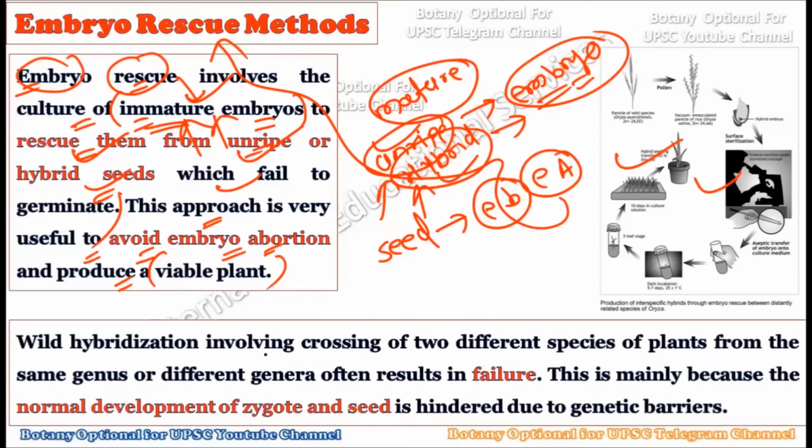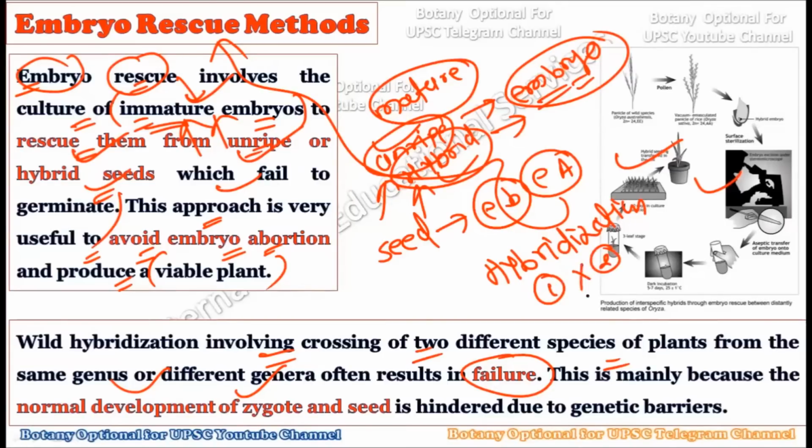Now see, wide hybridization, involving the crossing of two different species of plants from the same genus or different genera, will often result in failure. As you know, we have studied the hybridization process in detail, right? In the process of hybridization, the interspecific or intergeneric partners are crossed, but the resultant plant is, the majority of the time, not viable, or this often results in failure.